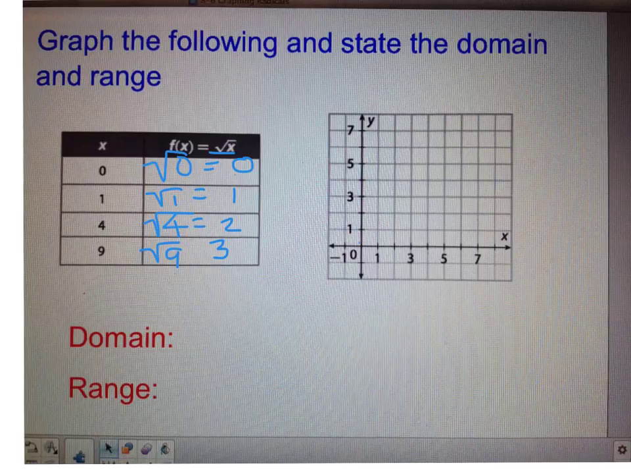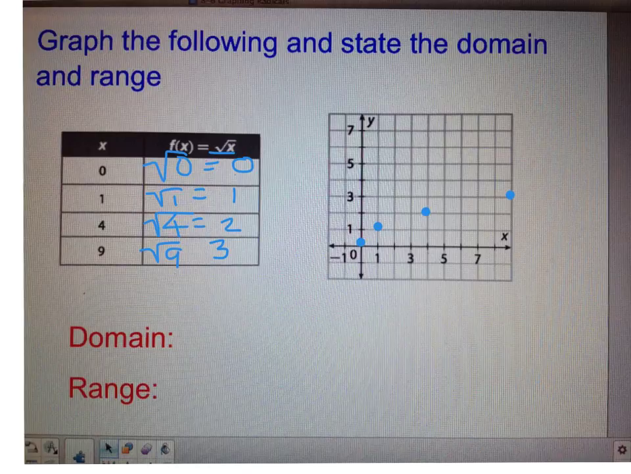So now I'm going to go to my graph and I'm actually going to plot these dots at 0, 0. At 1, 1. At 4, comma 2, because x is my 4, comma 2. And at 9, at the very end of my graph, comma 3.